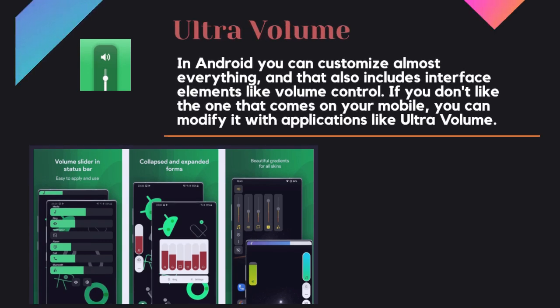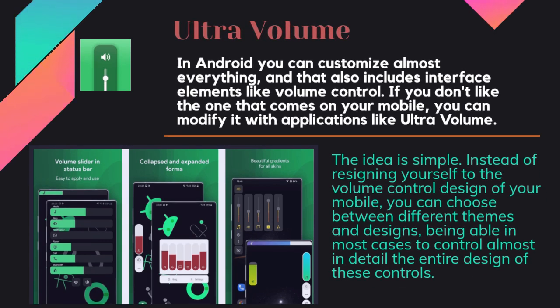On Android, you can customize almost everything, and that also includes interface elements like volume control. If you don't like the one that comes with your mobile, you can modify it with applications like Ultra Volume. The idea is simple. Instead of resigning yourself to the volume control design of your mobile, you can choose between different themes and designs, being able in most cases to control almost in detail the entire design of these controls.